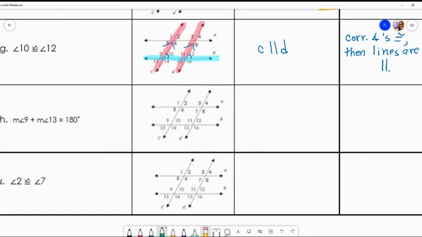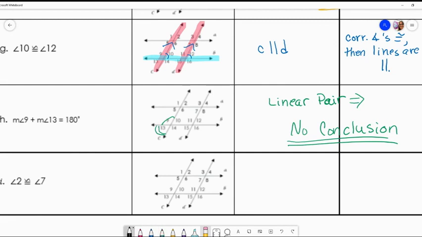Okay, the measure of angle 9, it's this angle plus the measure of angle 13. Now, they did not say that they're congruent, so I'm going to have to assume that they're different and put a different congruency mark on it. It says that those add up to 180. What's that relationship? What's going on there? That's just a linear pair. Just like vertical angles, we knew about linear pairs long before we started talking about parallel lines. Linear pair implies no conclusion. They might be parallel, they might not be. We can't tell from the fact that it's a linear pair because linear pairs always are supplementary. Okay, so no conclusion on a linear pair. Let's try our next one.